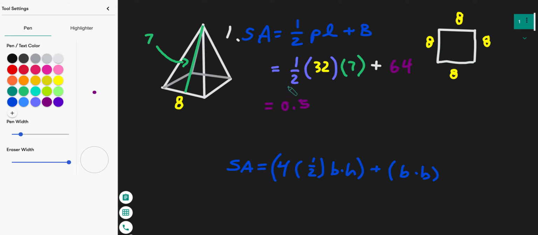So our first, basically our first step here is to just multiply all these numbers together. So again, we can just go ahead and I like to get the fractions out of the way first.